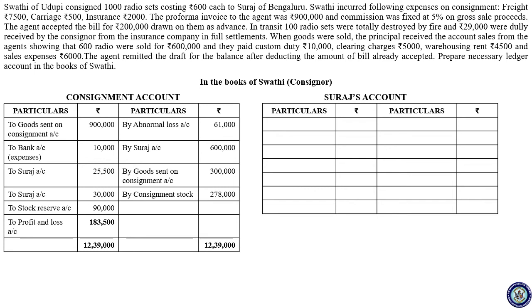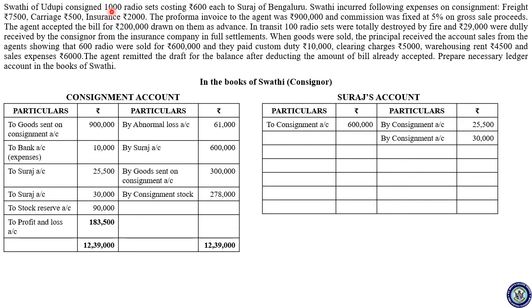Okay, check your answer. The first one, to consignment account, that is 6 lakh, that is the sale entry. The next one, that is expenses incurred by consignee, so here it is to Suraj. In Suraj's account it is by consignment. Next it is to Suraj, that is commission, by consignment.